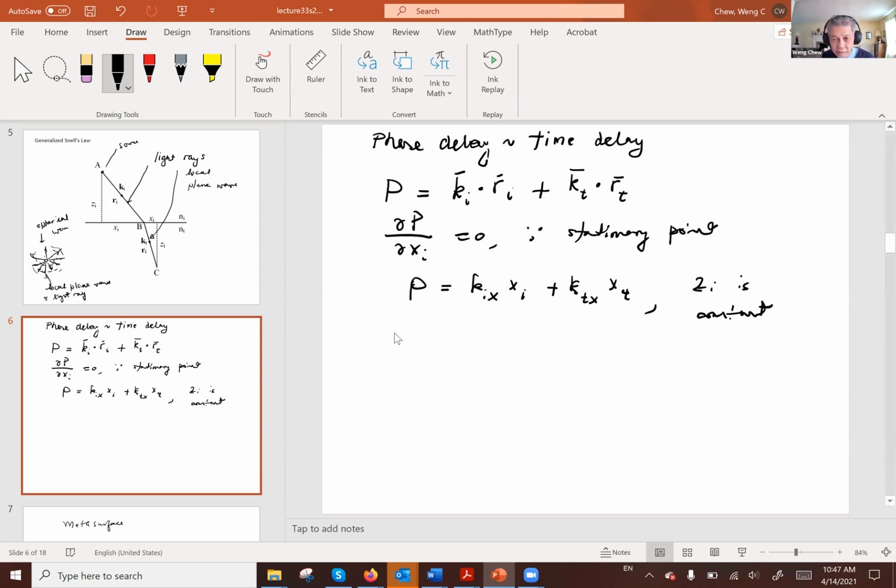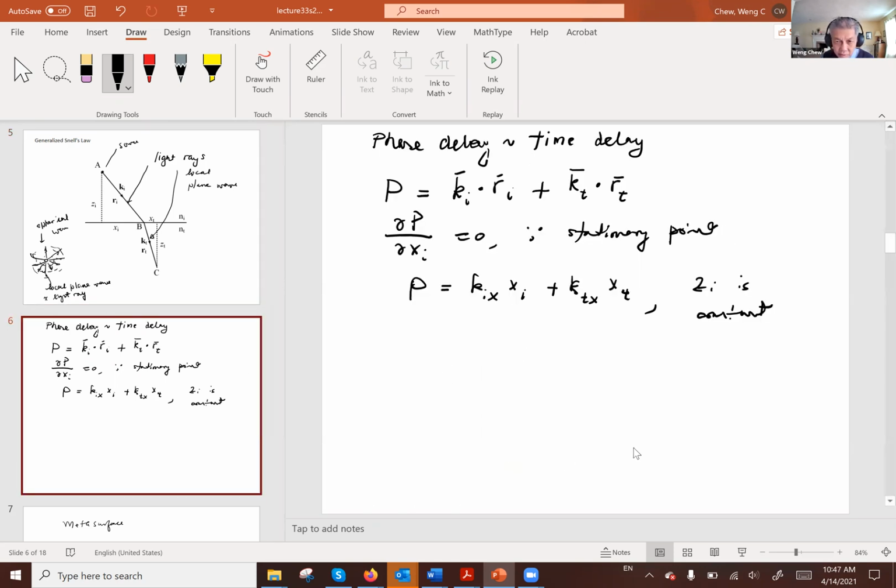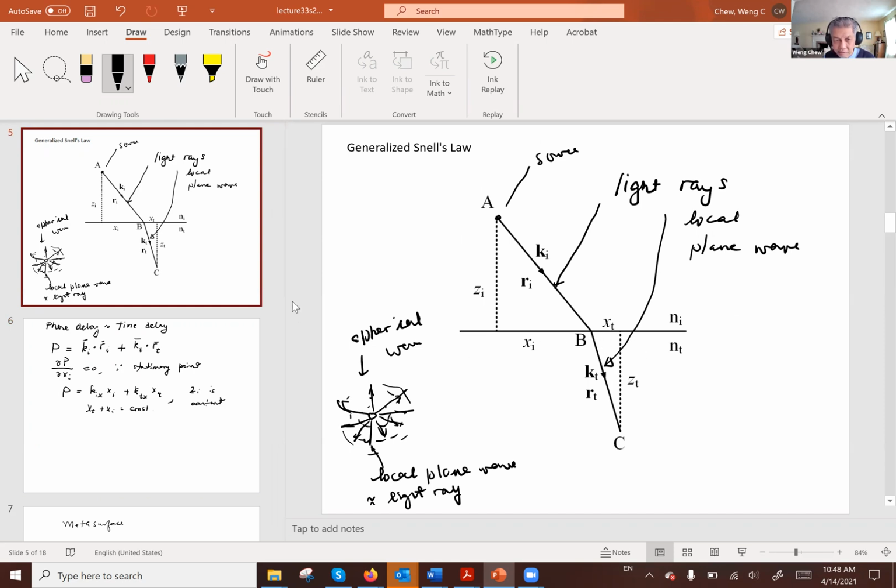So if you look at this formula from this picture, if I were to change Xi a little bit, Zi remains constant. So I need to change the variation of P with respect to Xi only, since Zi does not change. Zi is in there, but I'm going to leave them out. Okay, so finally, when I differentiate this, I get the fact that Xt plus Xi is a constant in this picture. If you look at this picture, Xi plus Xt is a constant. So when Xi changes, Xt changes also by the negative amount.